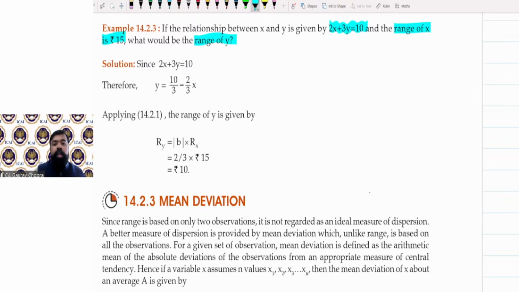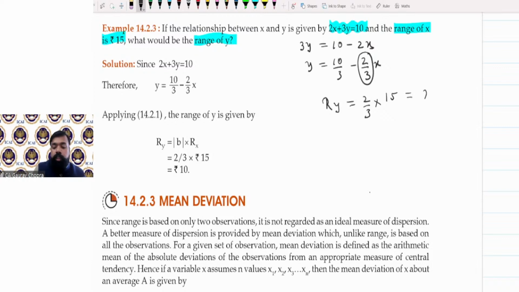Now, in order to calculate the range of y, what we have to do? Again, arrange the equation in the format. So let us arrange the equation. 3y is equal to 10 minus 2x. So y will be 10 by 3 minus 2 by 3 of x. So from here we will select 2 by 3. So range of y will be 2 by 3 multiplied by 15. So the result will be 10.